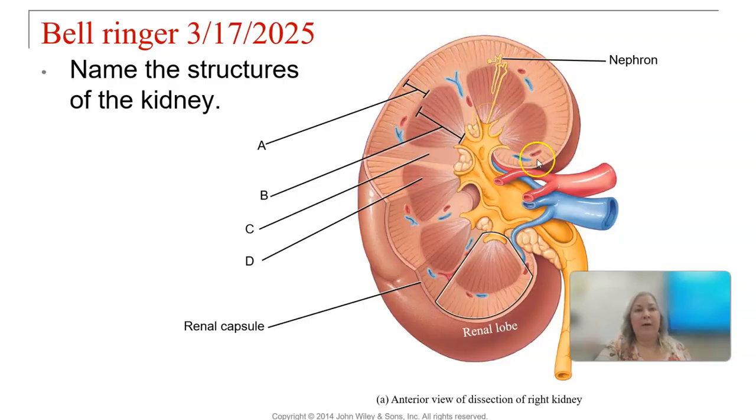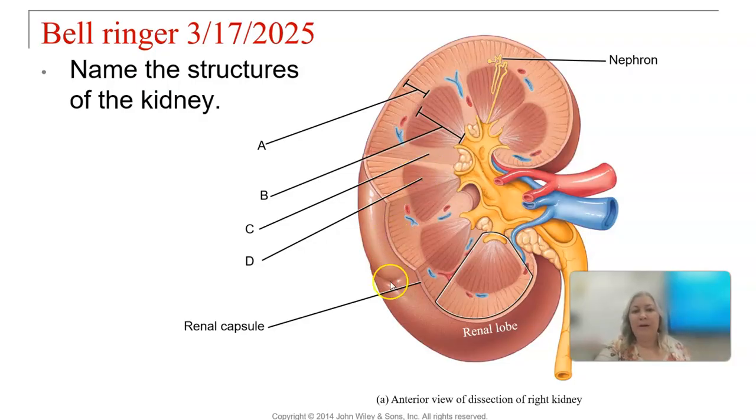A is going to be this outer functional layer. Remember, it looks like a letter C, so this is actually the cortex. B is going to be the medulla. Many organs we've talked about this year have the same structure of an outer cortex and an inner medulla. C is pointing to a little extension of the cortex that goes between D, our renal pyramids, and so we call this the renal column, which makes sense because you think of a column on a building or something.